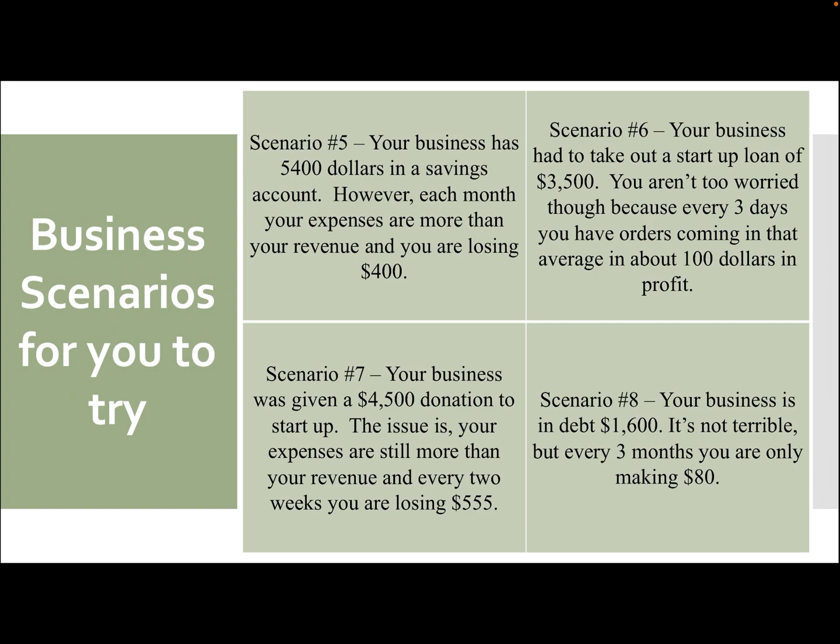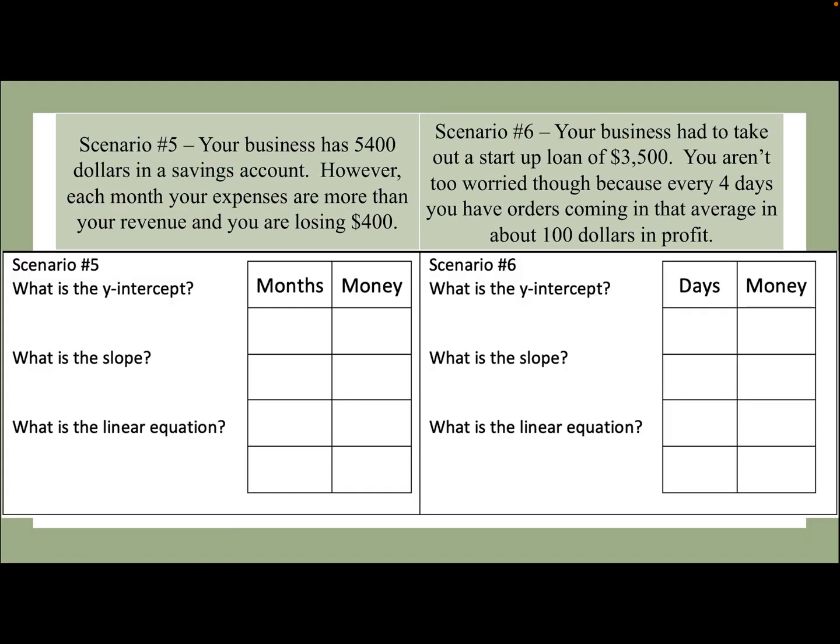All right, so hopefully by now you've worked through those 4 scenarios. You've taken the time to pause the video and work through scenarios 5 through 8. Let's jump to what we figured out for 5 through 8. So scenario 5 says your business has $5,400 in a savings account. However, each month your expenses are more than your revenue, and you are losing $400. So I see losing $400, and we have $5,400 in a savings account. Savings account means I have the money, so I'm going to have 0, and that's going to be a positive 5,400.